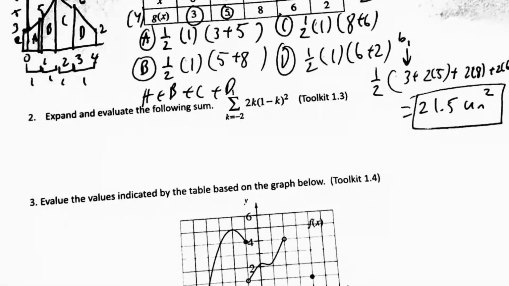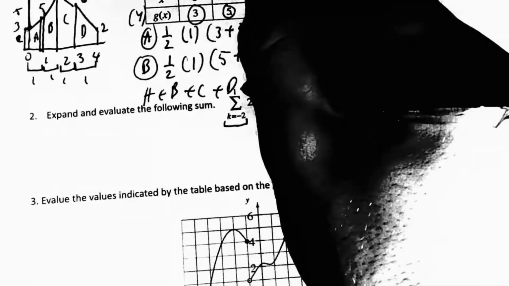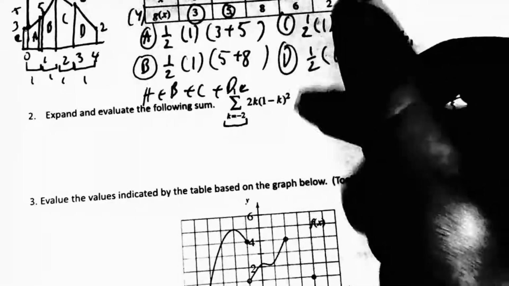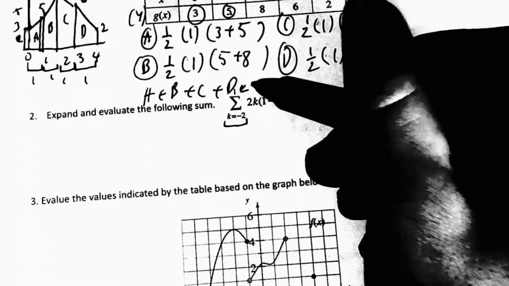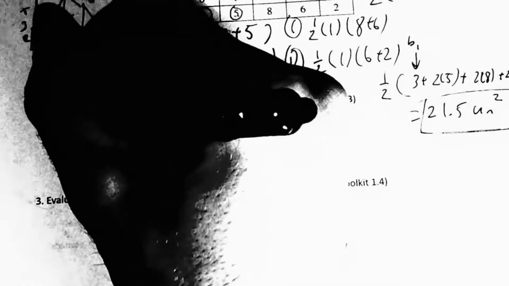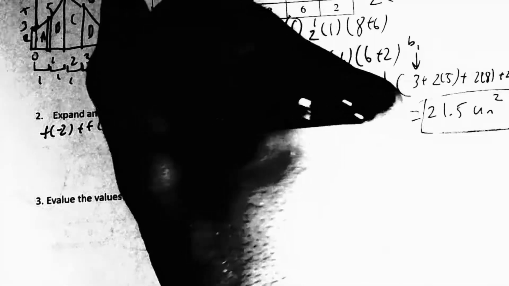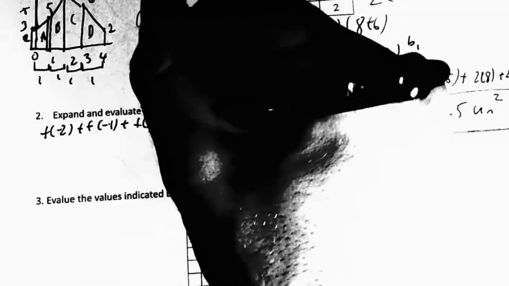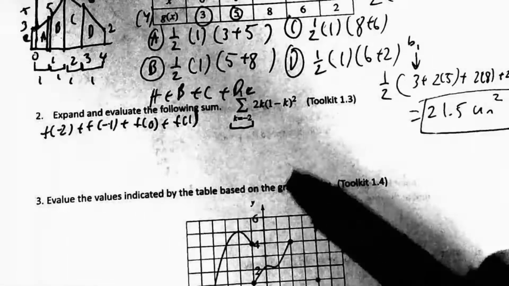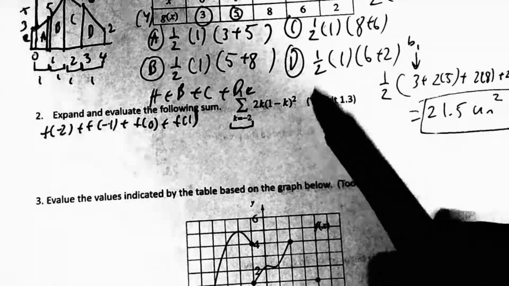Next one, expand and evaluate the following sum. Again, this is from toolkit 1.3. So this is where we start at -2. This is where we finish at 1. So I want to evaluate all the values from -2 to 1 and add them together. So again, visually what this looks like is I'm doing f of -2 plus f of -1 plus f of 0 plus f of 1. That's what I'm doing. I'm plugging in -2, -1, 0, and 1 into this, and I'm adding them all up.